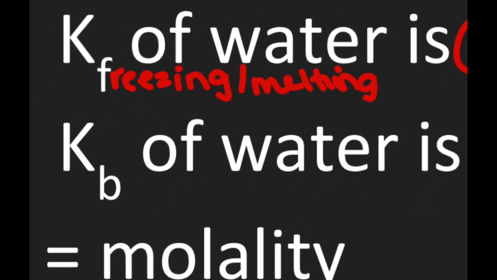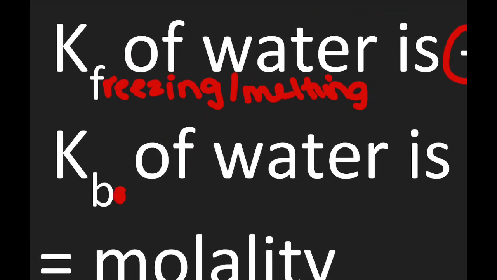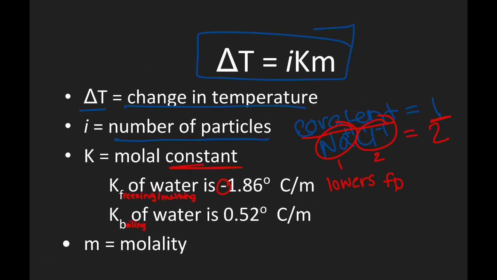All right, and then your constant for the boiling of water is going to be 0.52 degrees Celsius per molal. So why is that one positive? Because we increase the boiling point. All right, and then lastly, you have your m, which stands for molality. It's basically another way of measuring the ratio of how much solute is in your solvent.